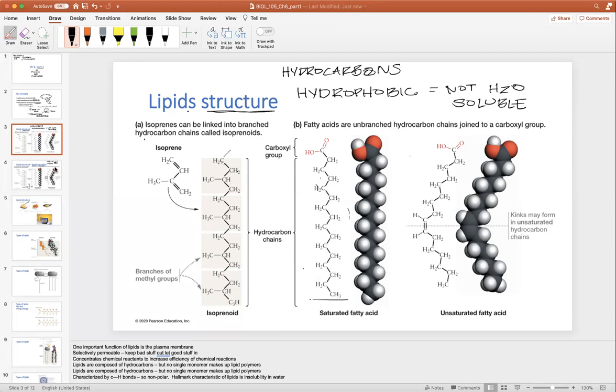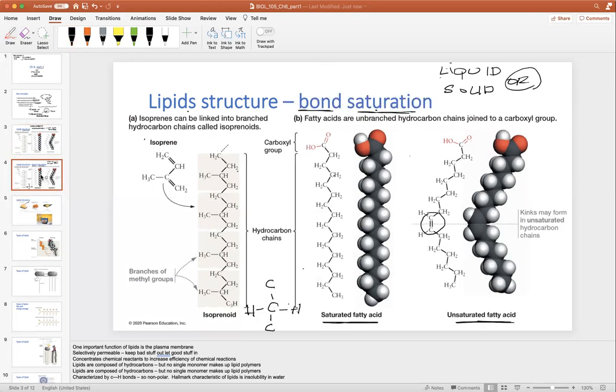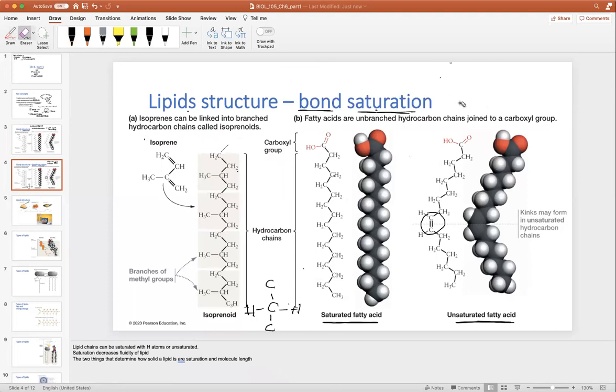Now let's talk a little bit more about the structure of lipids, and let's hone in on a concept called bond saturation, okay? So, in thinking about bond saturation, this is a good example for you on this side where we're looking at these two fatty acids, okay? This is what we call a saturated fatty acid. Now, what does that mean?